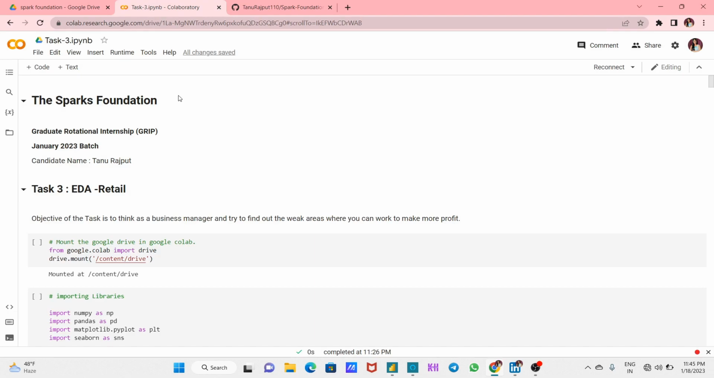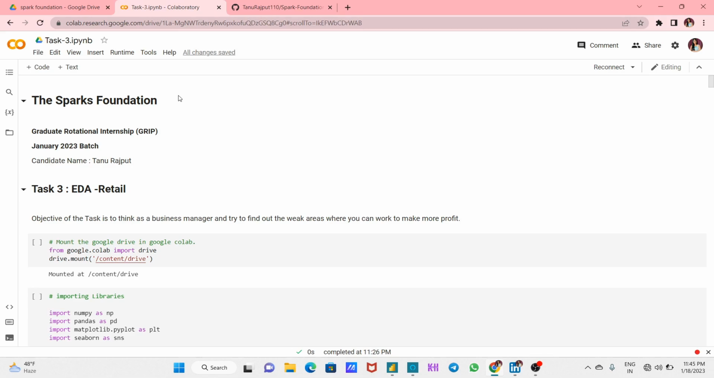So let's start the coding part. Before starting, firstly, let me introduce. It is a Spark Foundation internship of January 2023 batch, a graduate rotational internship. And here is Task 3, EDA on retail. The objective of the task is to think as a business manager and try to find out the weak areas where you can work to make more profits.